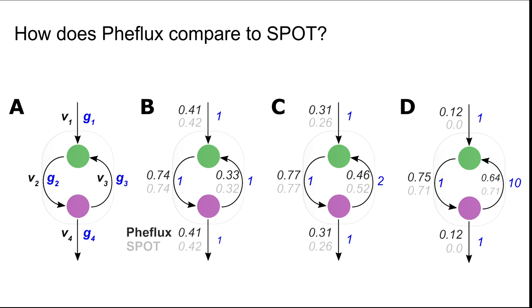So in this case, with one order of magnitude difference between these two, FIFLUX still predicts that there's an intake of metabolites from the medium, whereas SPOT predicts that all the flux is just running in circles here, with no intake and no output of fluxes.